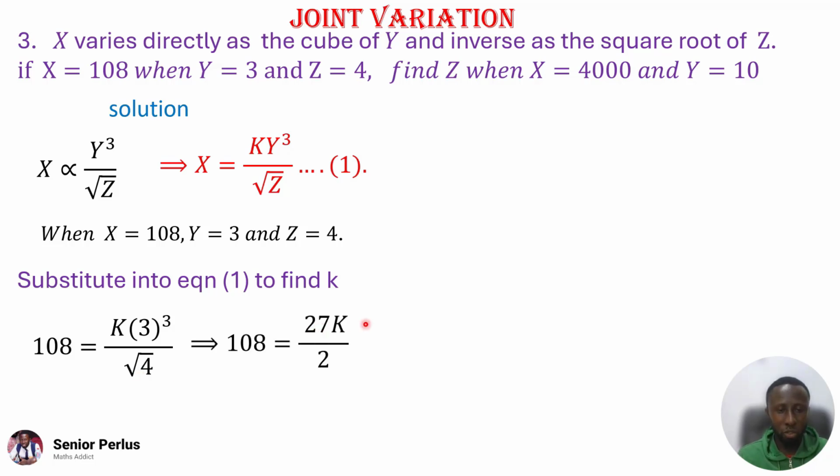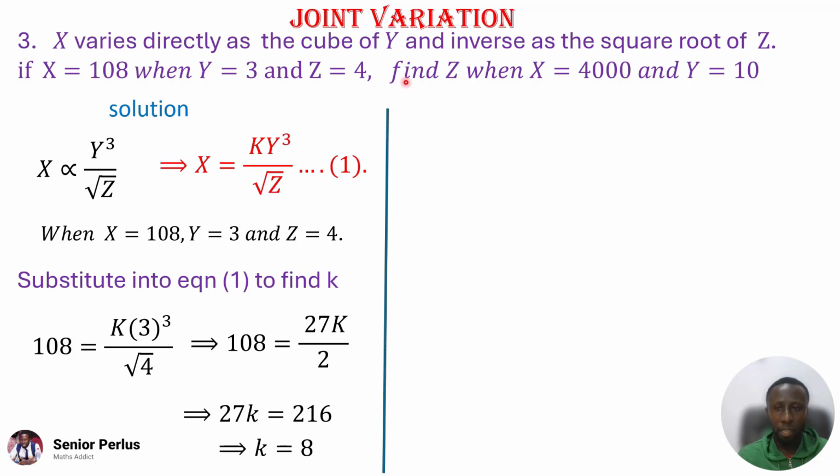So we have to solve for k. Multiply both sides by 2. You get this expression. 2 times 108, you get what? 216. Then we want k, so divide both sides by 27. Then your k is 8. Very simple. Now that we know k, put this into equation 1. Yes, this is our new equation.